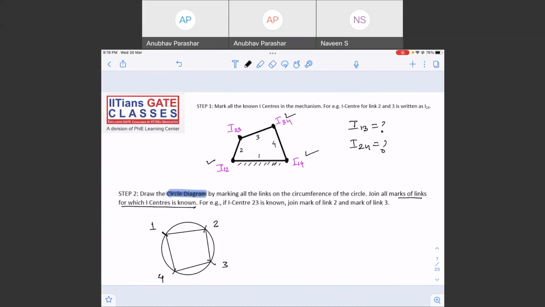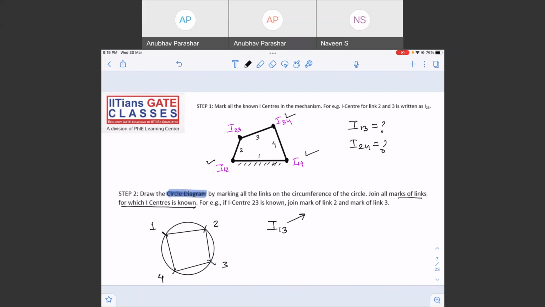It is very simple. If you want to find out I center 1, 3, what you have to do, you have to find two paths to reach from point 1 to point 3. So this is point 1, and you need to reach 3. You need to find two known paths to reach from point 1 to point 3. So how to do it? What are the two paths?